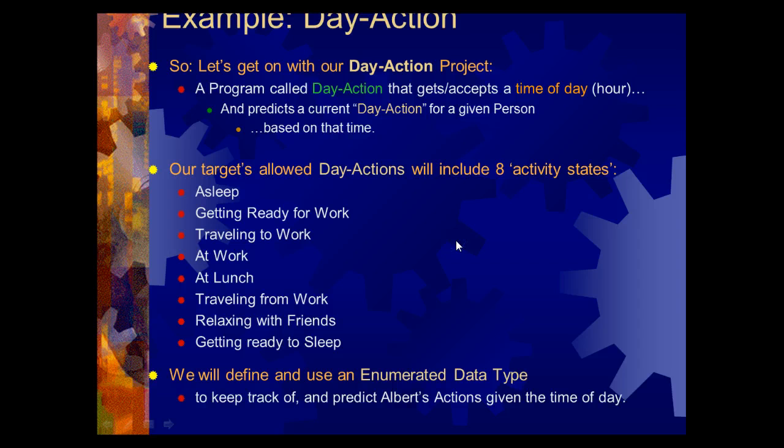Okay, let's go to the next screen. So let's get on with our day action project. A program called day action accepts the time of day, an hour, and predicts a current day action for a given person based on that time. Our target's allowed day actions will include 8 activity states: asleep, getting ready for work, traveling to work, at work, lunch, and so on. We will define and use an enumerated data type to keep track of and predict Albert's actions given the time of day.